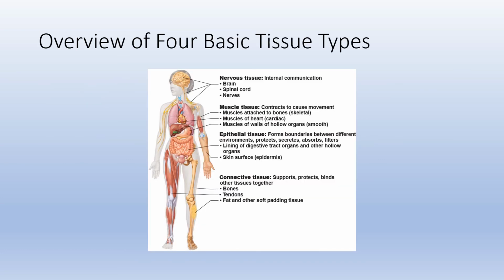On this diagram, again, we see the 4 primary tissue types, as well as where they're found, and maybe a little bit about their function. Nervous tissue will be found in the nervous system: the brain, spinal cord, and nerves. Muscle tissue, we will actually see 3 different types. Epithelial tissue, the best example is skin. And then lastly, connective tissue, which is comprised of your bones, your tendons, and blood is even considered a connective tissue.